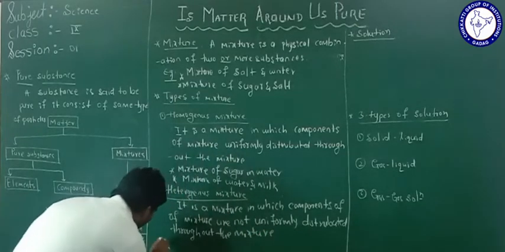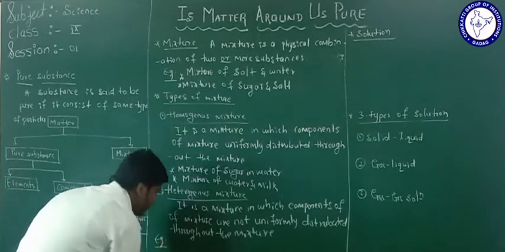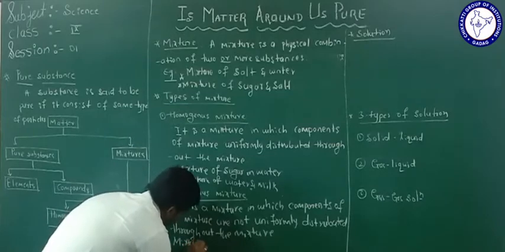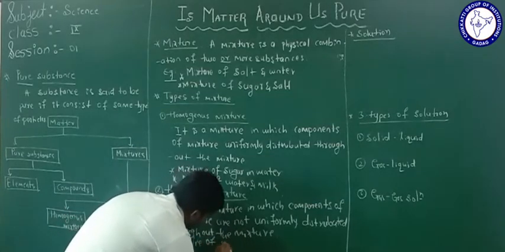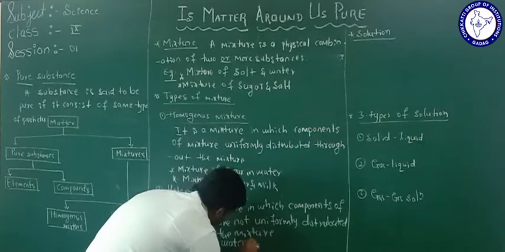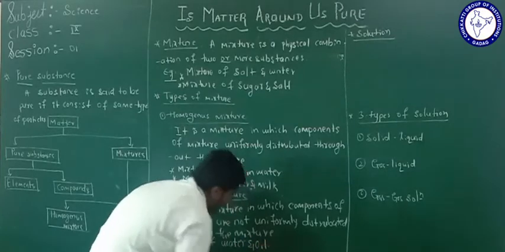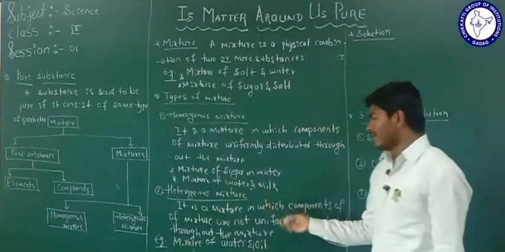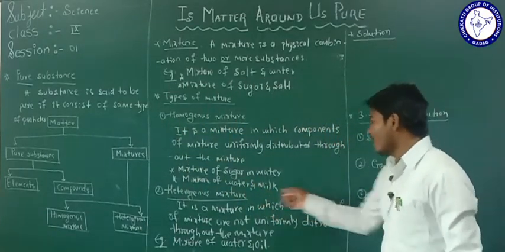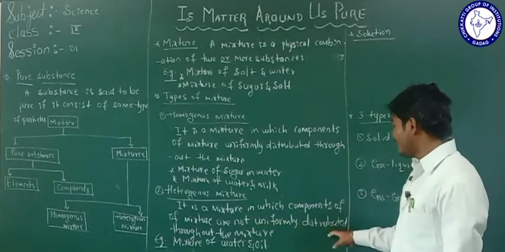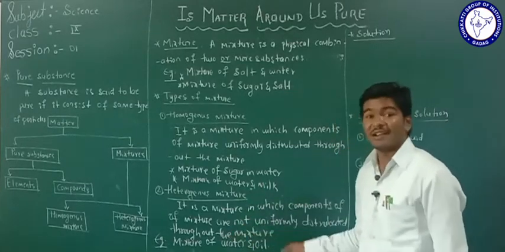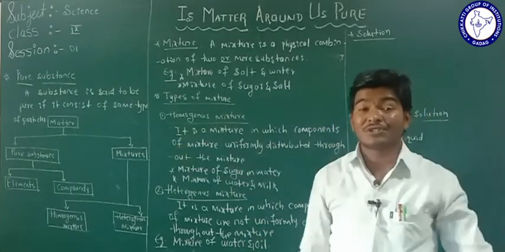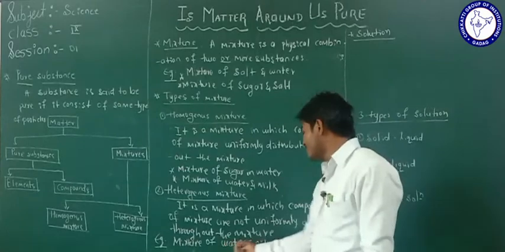For example, a mixture of water and oil. See, what is a heterogeneous mixture here? It is a mixture in which the components are not uniformly distributed throughout the mixture. For example, I am taking here a mixture of water and oil.